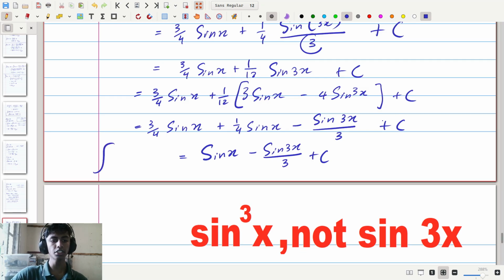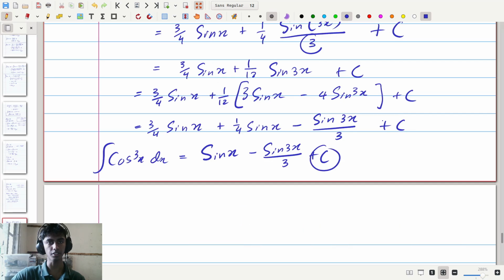Therefore, the integral of the cosine cubed of x with respect to x is going to be equal to the sine of x minus the sine of 3x divided by 3 plus c.